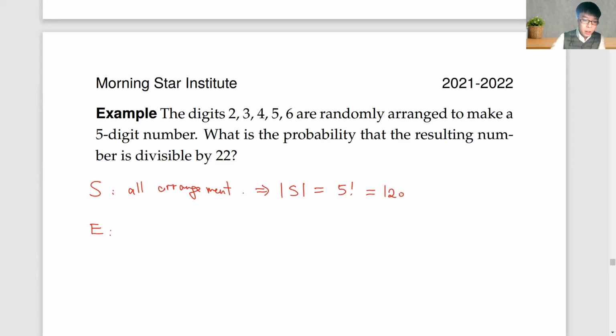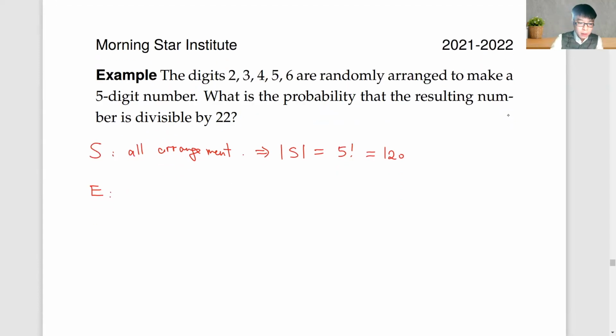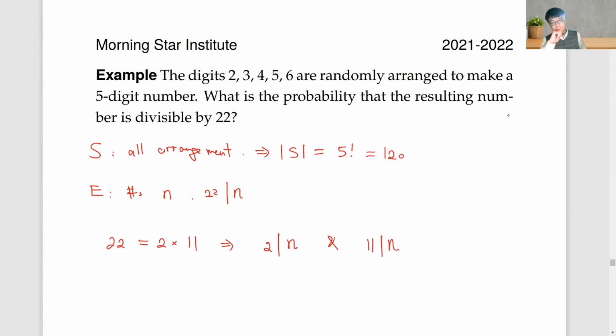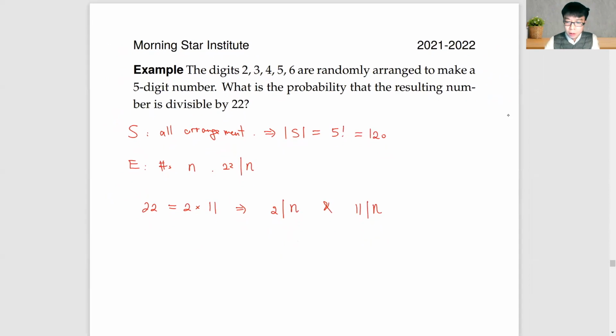Let's consider E. For a number to be divisible by 22, we note that 22 equals 2 times 11. So let me give a notation. The number n such that n is divisible by 22. That implies n is divisible by 2, and at the same time, n is divisible by 11. So n is divisible by 2. That's easy. We just require the last digit to be even. That's not too hard. Now, n is divisible by 11. We recall the divisibility test for 11. That's the alternating sum being divisible by 11. Okay, let me draw 5 boxes to denote these 5 digits.